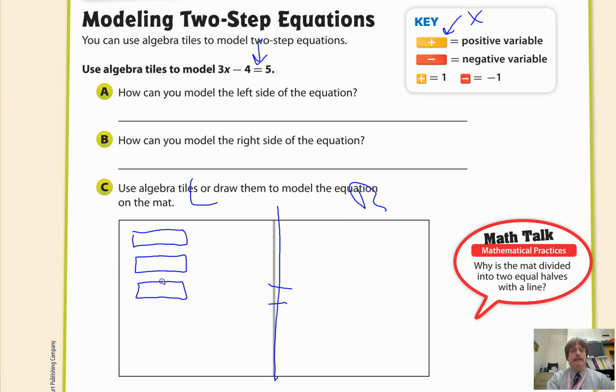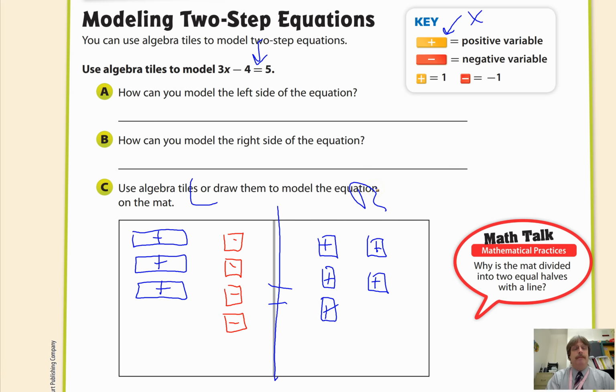And then we put in positive. So there's my 3 x's. For my negatives, put in 4, and to help me out, I put in my negative sign there. So the rectangle represents the x, and I also put in a positive. And then my square represents a constant. So there's 4 there, and on this side, I'm going to put in 5, then the plus sign to represent the sign. And there you go. Use algebra tiles to model the equation on the mat: 3x minus 4 equals 5.